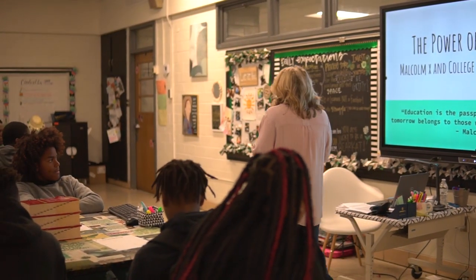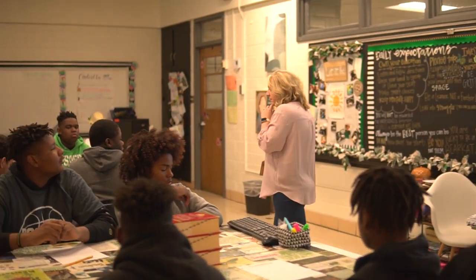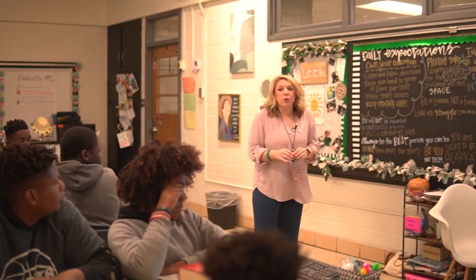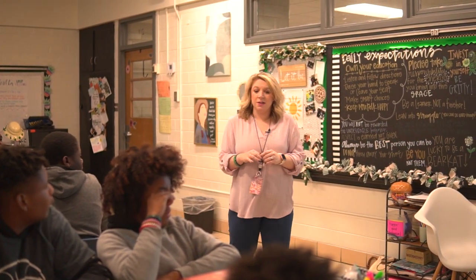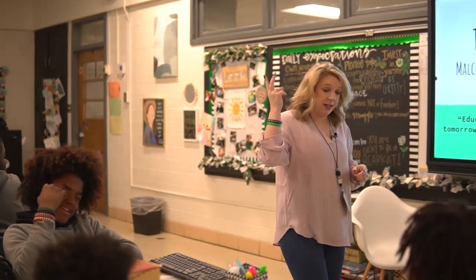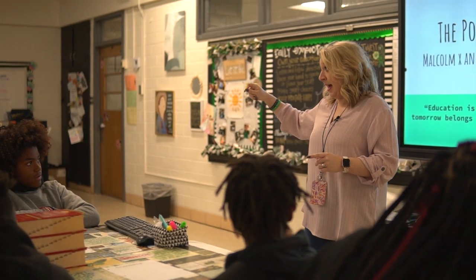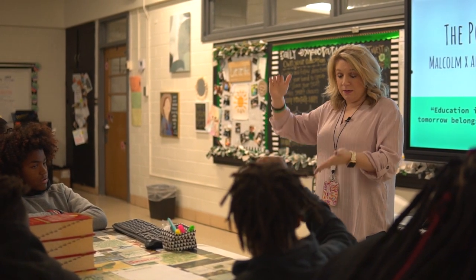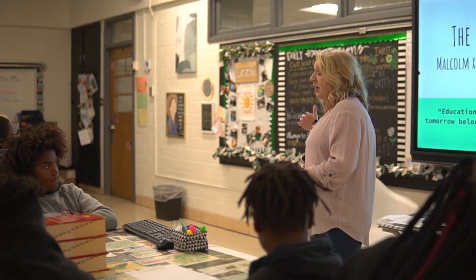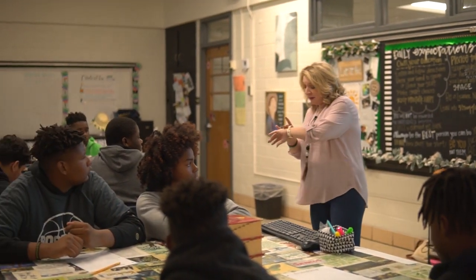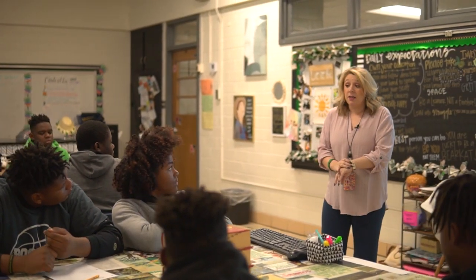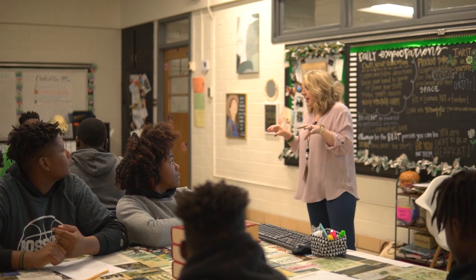And where was Malcolm X when we read this story? He was in prison. And what did he do in prison? Taught himself how to read and write. And what tool did he use? A dictionary. A tablet, which is what? It's not an iPad. It's like a notebook, right? And a pencil.